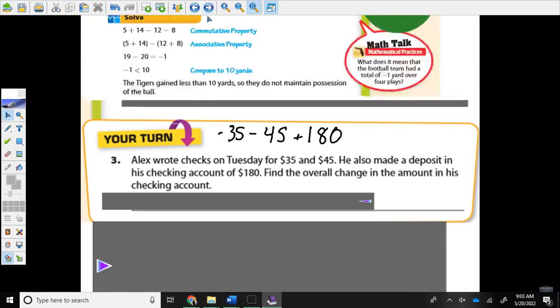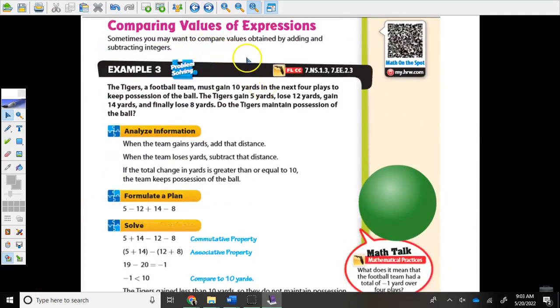Okay. One last example and one last your turn. Comparing values of expressions. Sometimes you may want to compare values obtained by adding and subtracting integers. Example 3. The Tigers, a football team, must gain 10 yards in the next 4 plays to keep possession of the ball. So that is something we use at the very end, okay? We worry about what's going on now.